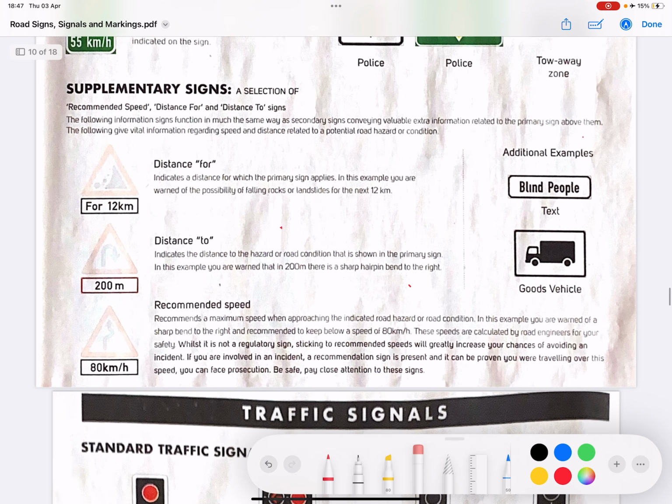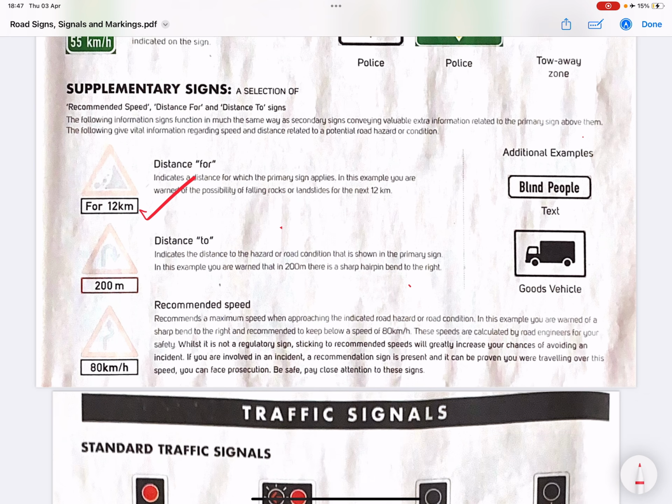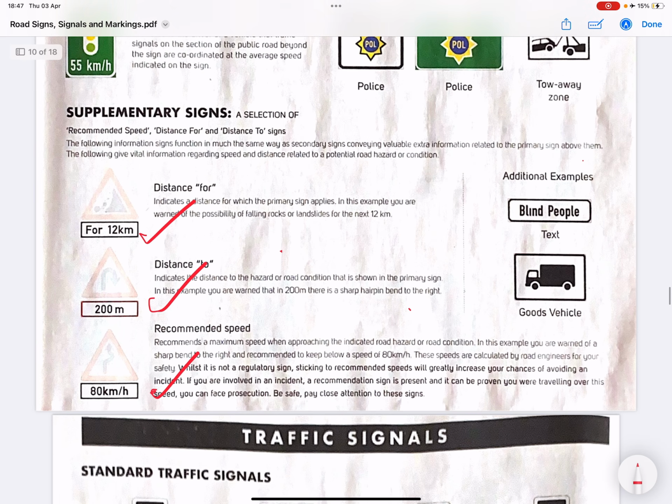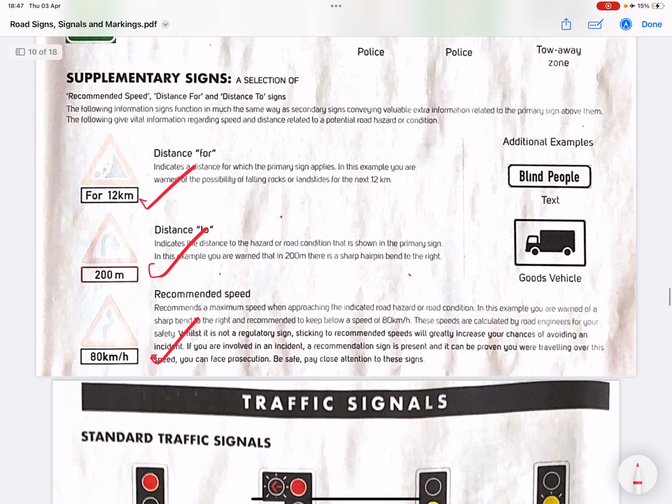And then we come to supplementary signs. So these ones, they are there to supplement, to tell you that for 12 kilometers in 200 meters, you must drive 80 kilometers per hour. Okay? Right. That's it. Okay?